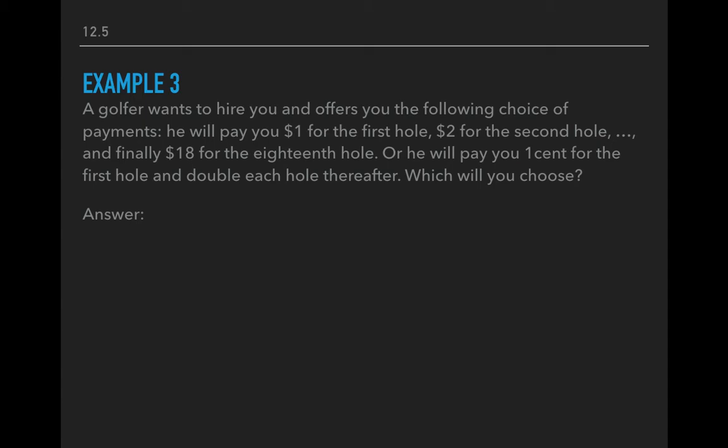You can either be paid $1 for the first hole, $2 for the second hole, and in that manner, such that then on the 18th hole he'll pay you $18. Or you can be paid 1 cent for the first hole and double that every hole thereafter. And so we have to select, okay, well, which one do you want? Which payment option are you going to take?